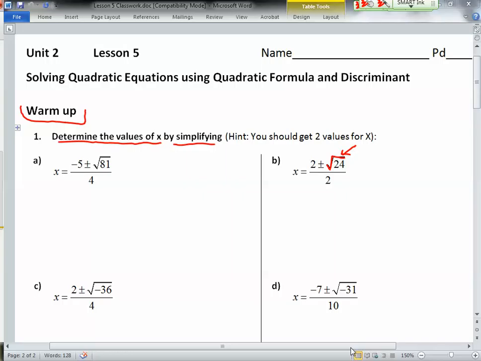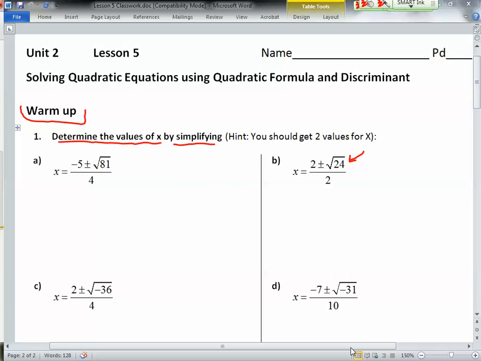So I'll tell you what, I'm going to do B and D over here because it's a little bit more challenging, and we'll have you guys do the other ones over here. So for B, I have x equals 2 plus or minus the square root of 24 over 2. So my first step is to look here. I need to simplify this radical as much as I can. Is 24 a perfect square? No, it's not a perfect square.